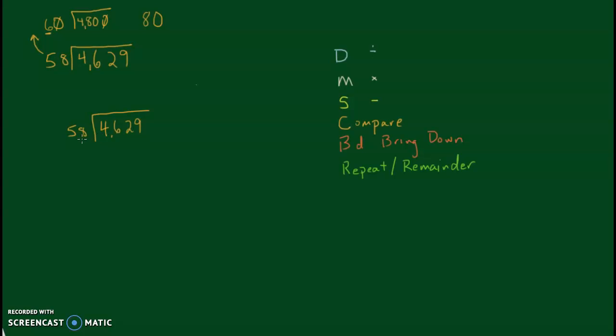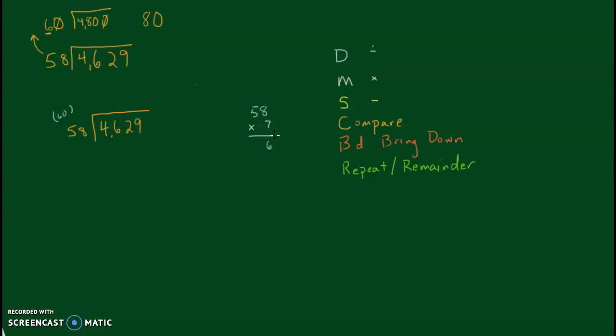So if I have 4 apples, can I make a pile of 58? No. If I have 46, can I make a pile of 58? No, there are no 58s in 46. So I'm going to have to go all the way to 462. And 58 is close to 60. And I know that 7 times 6 is 42, which is less than 46. So I'm going to try over here. I'm going to first try 58 times 7. See how close we get to 462.